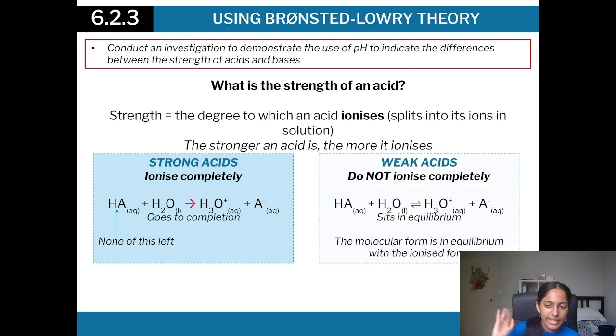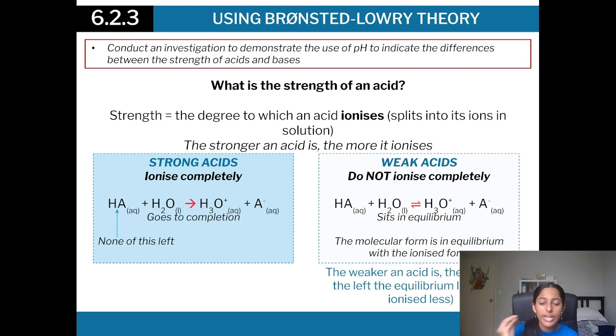Weak acids, on the other hand, do not ionize completely. The species are the exact same. You have an acid being a proton donor, water accepting it, and the H just goes over here to become H3O plus. However, you have an equilibrium because it does not ionize completely. And weak acids are pretty much in their molecular form. Most of them are in a molecular form, something like acetic acid, for example.